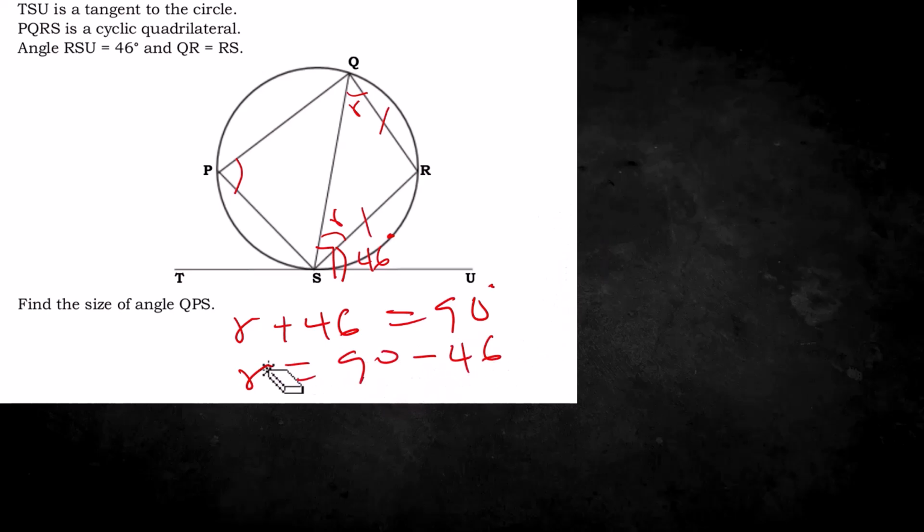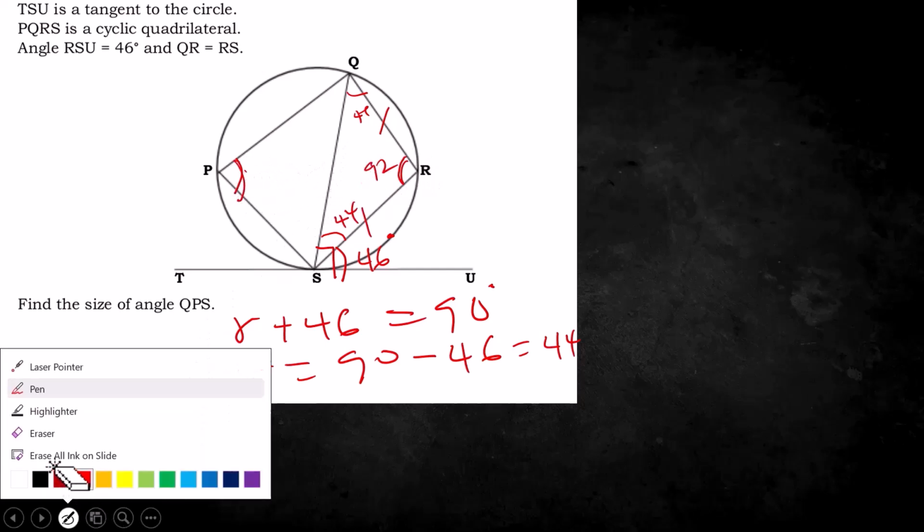So 90 minus 46, so we have 44. So this side is 44. And this side too is 44. So we can find this angle. And once we know this side, we can find this side. Okay. So when we add this one and subtract from 180, we get this side. So 180 minus 88. So this side will be 92. So 92 plus this side gives us 180.